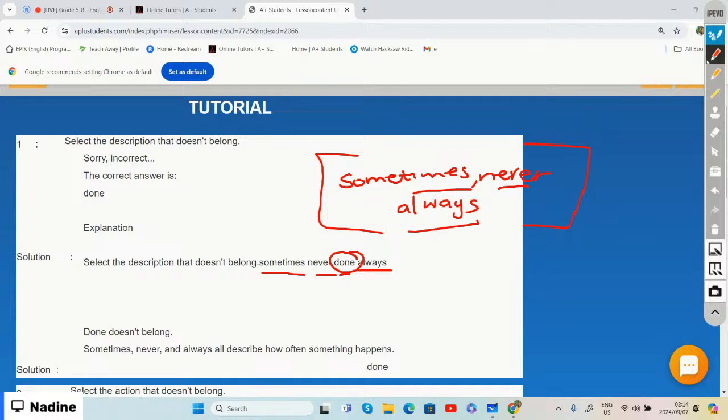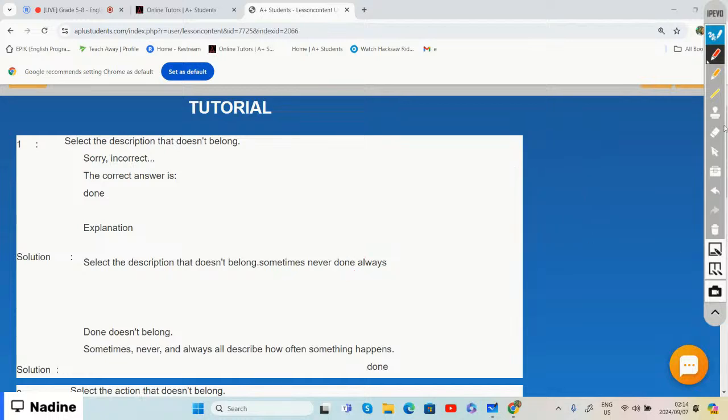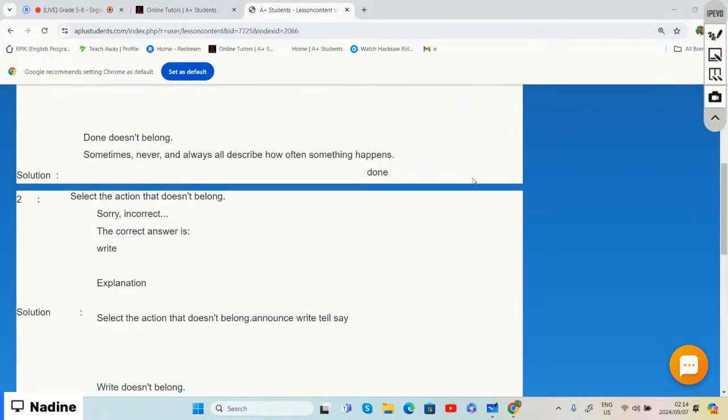words. It is words, right, that have a meaning that is similar to one another. So, if we look at the words sometimes, never, and always, the meaning of those words, right, it basically describes how often something happens. That's not the actual meaning, but it just basically gives us a description of how often something happens. It either happens sometimes, it happens never, or it always happens. But done is something different.